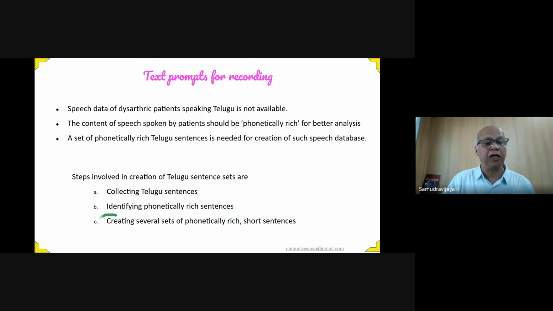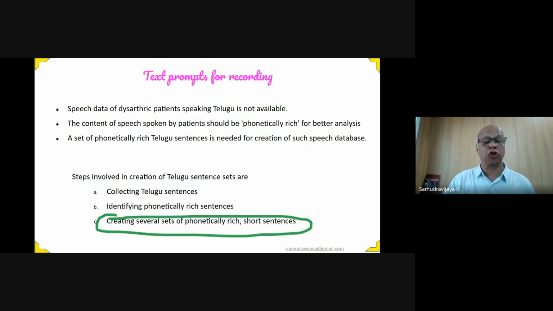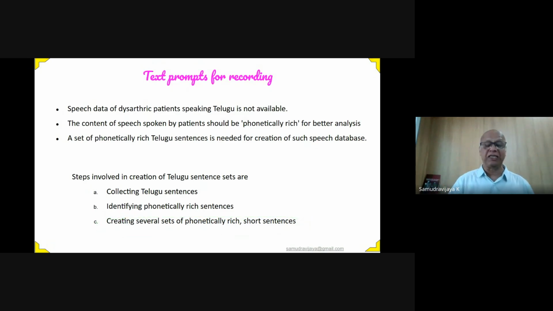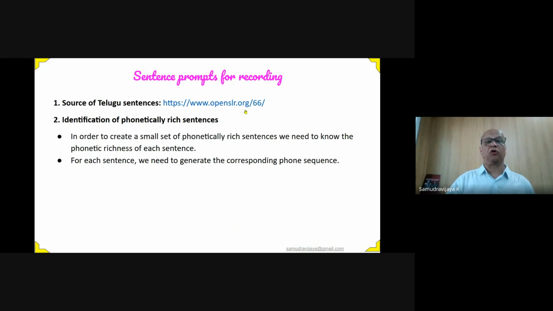And not just one from some 5 or 10 sentences. We want several such phonetically rich, short sentences. We want to create that. So the first step is to get Telugu sentences. Where do you get these? OpenSLR has lots of Telugu sentences, thousands of them. They are freely downloadable. We download them, and we want to identify 3-word long sentences which are phonetically rich.